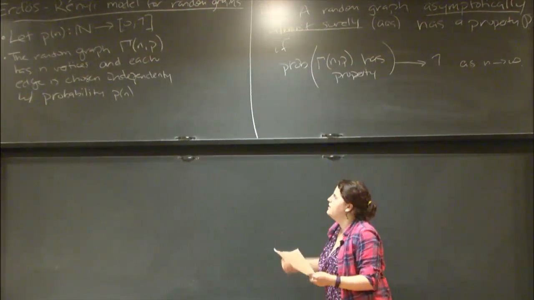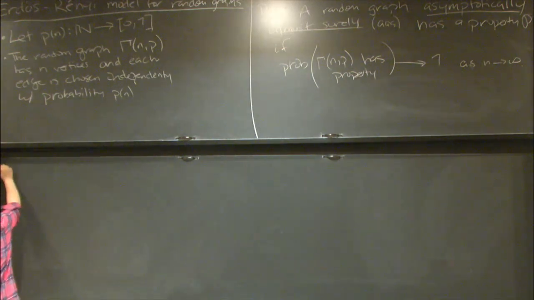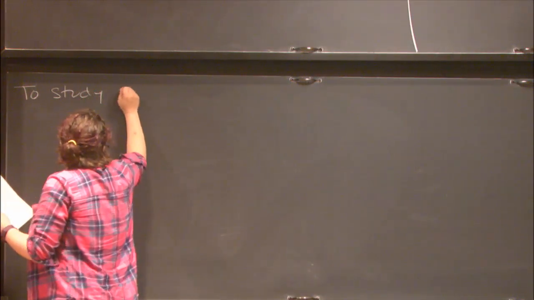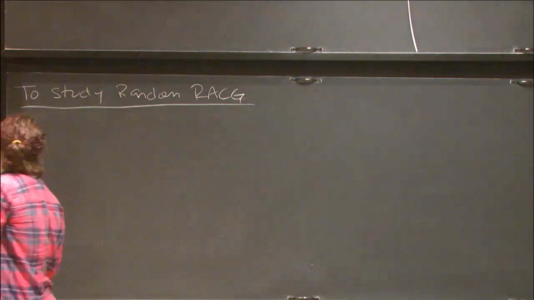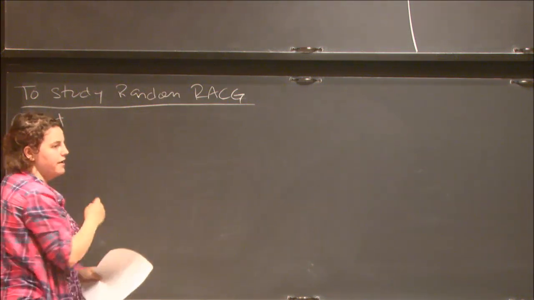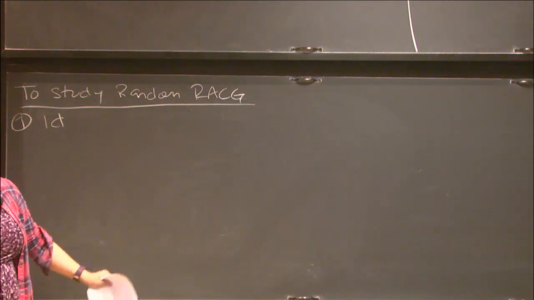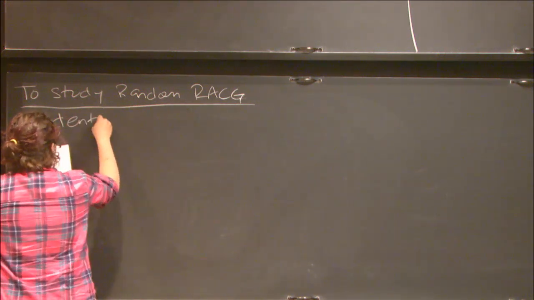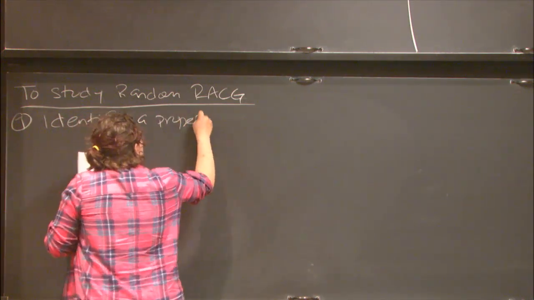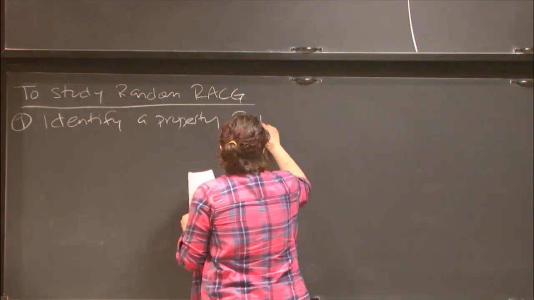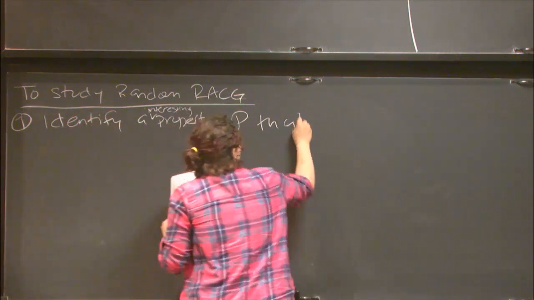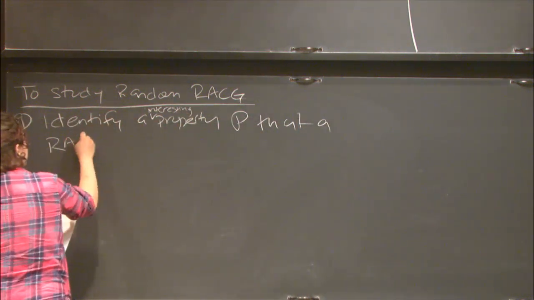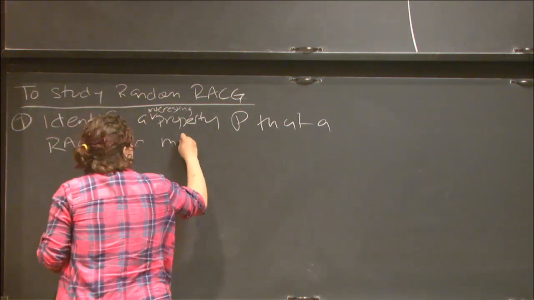Okay, so the general procedure for studying random right-angled Coxeter groups is, first of all, you identify some interesting property you care about, a property P that a right-angled Coxeter group W gamma might or might not have.